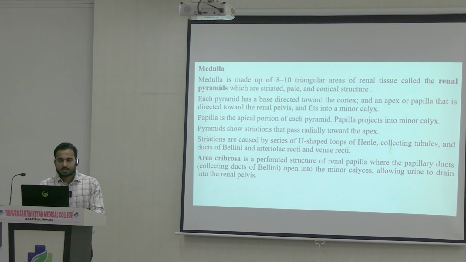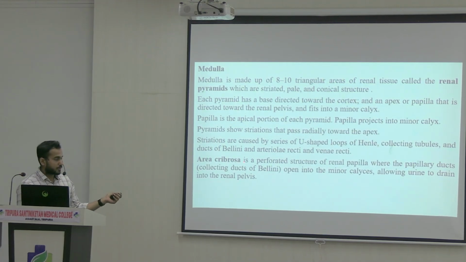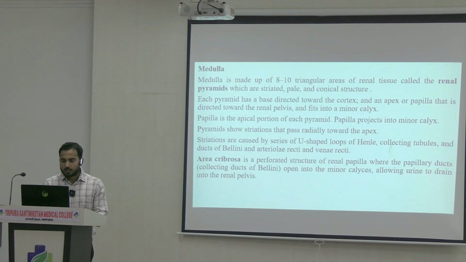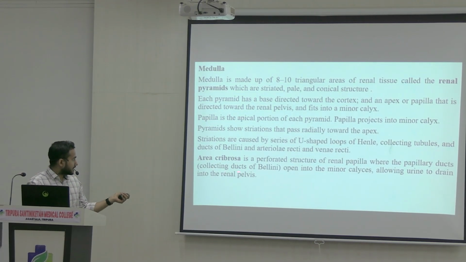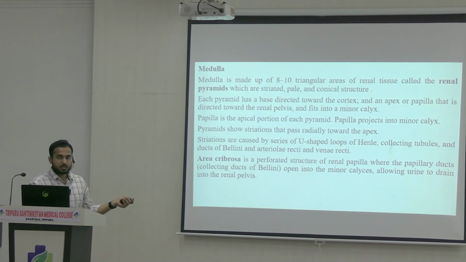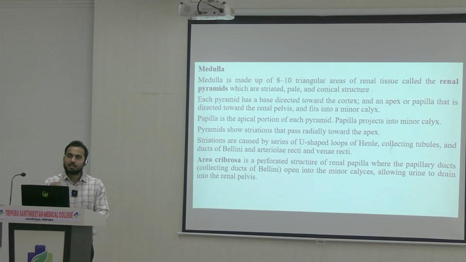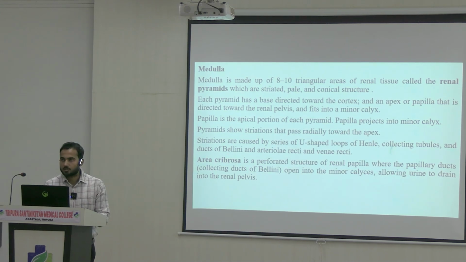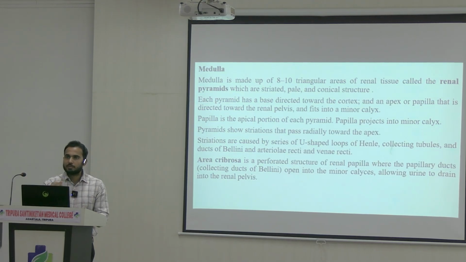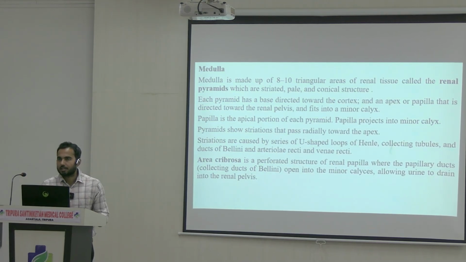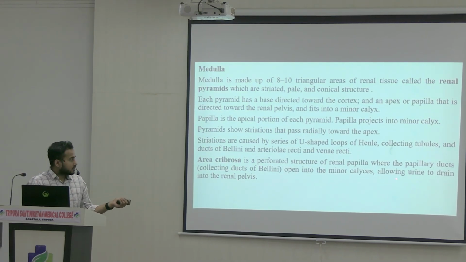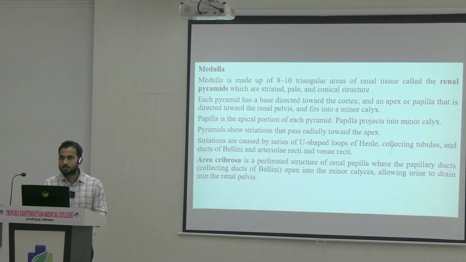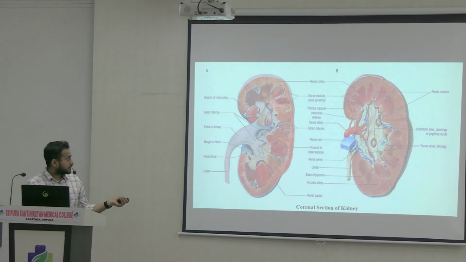Next, another important area is called the area cribrosa. Now what is this area cribrosa? If you see the renal papilla, the papillary ducts, mainly the collecting ducts of Bellini, open into the minor calyx. So numerous ducts are going and opening into the minor calyx. The apex which is present, in that the opening is present, that is called papilla. Through that papilla, the ducts are going and opening into the minor calyx. So this particular structure is called the area cribrosa, and that allows the urine to drain into the renal pelvis. Now let's go back to the diagram.